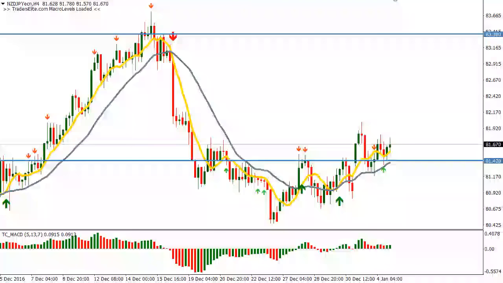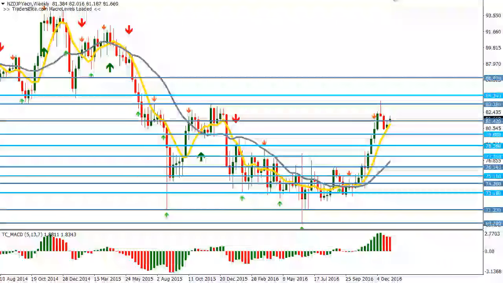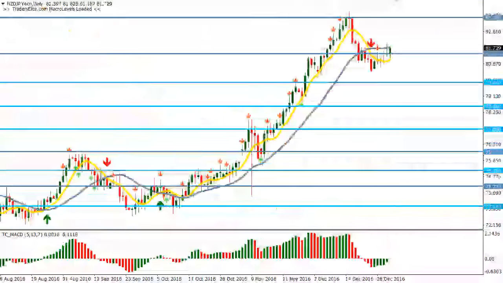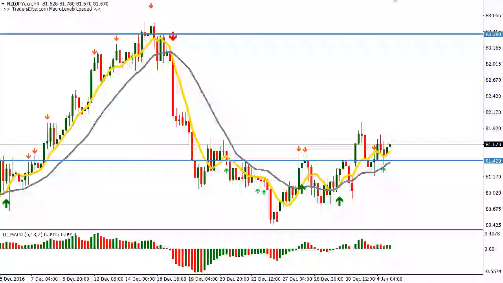Kiwi yen, it's a tempting one to go long on because there's a fair bit of room there, a couple of hundred pips. Weekly, it's upward, very strongly upward as well, stronger than the Aussie or the Euro or the pound. Daily, it's been curling up, and 4 hour, it just hasn't been able to push up.